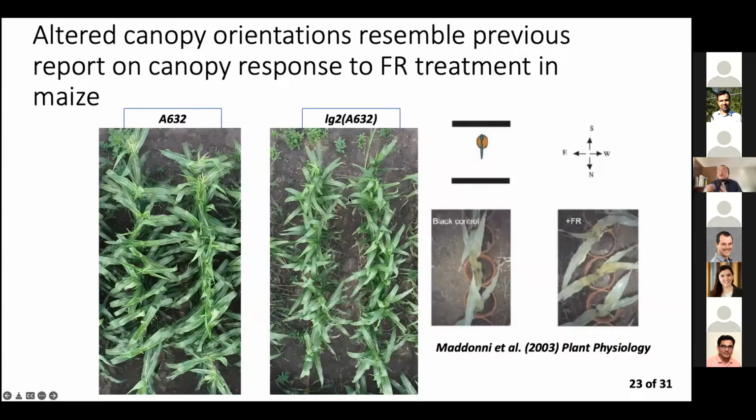This reminds us of the paper that I mentioned earlier, reported by Maddonni et al. When plants had a far-red light filter set up on each side, the plants started turning away, and this phenomenon mimics exactly what we see here in A632. Meanwhile, the Liguleless 2 mutants look exactly like the black control.